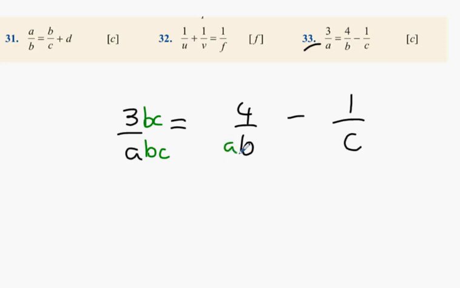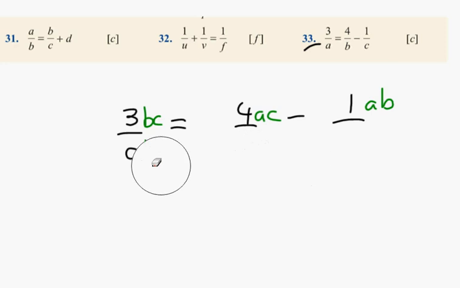Sees an A and a C. I'll have a 4AC, thank you very much. Next one. Needs an A and a B, and an A and a B. Once again, what happens? Delete.